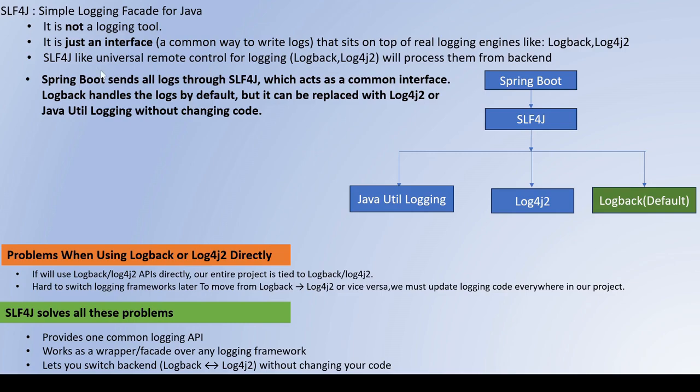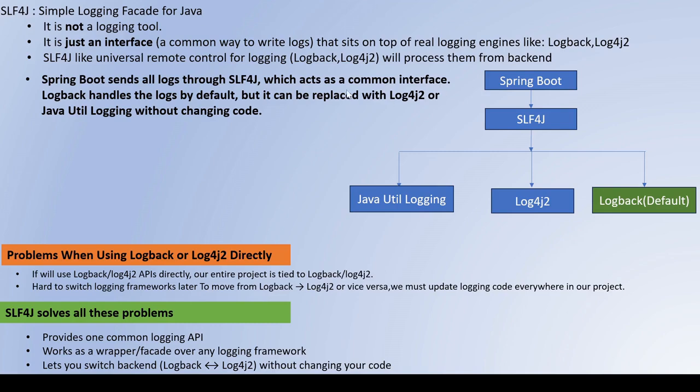To understand in a simple way, take our TV remote. The remote does not display anything, right? It only controls the TV. In a similar way, SLF4J does not write any logs; it only tells the real logging framework what to do. The backend logging framework we configured takes care of writing the logs.